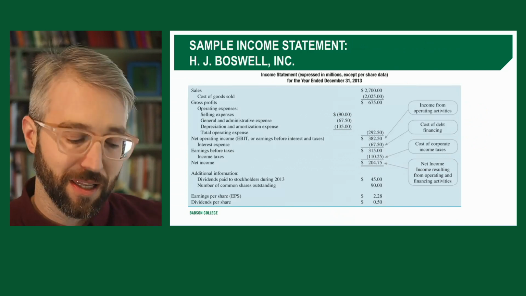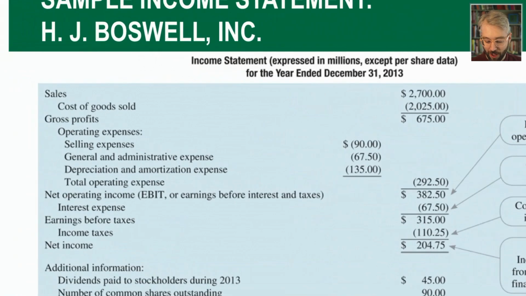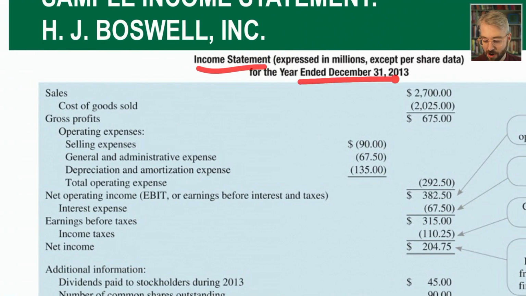Okay, so last thing we'll look at is an example of an income statement. This is for the same firm, H.J. Boswell, that we saw two balance sheets for before. So what are we seeing? Well, we're getting an income statement for the year ending December 31st, 2013.